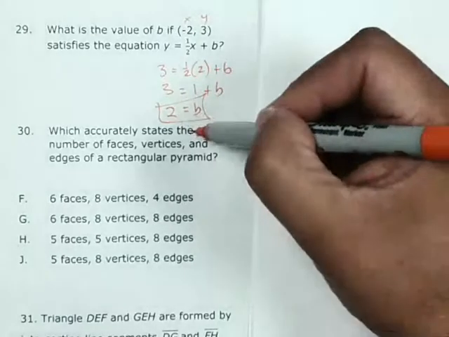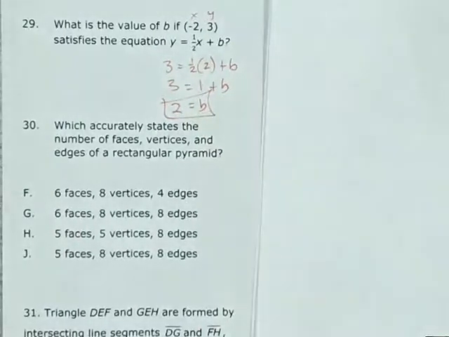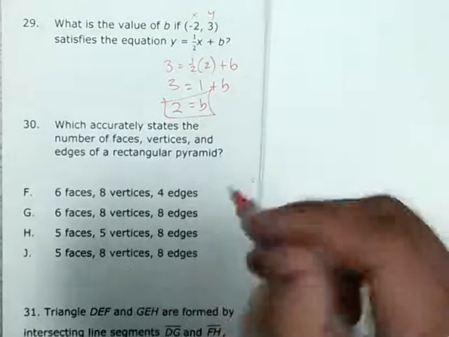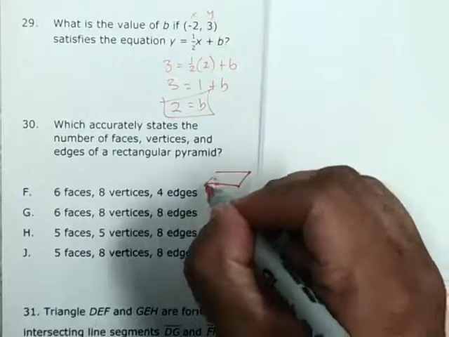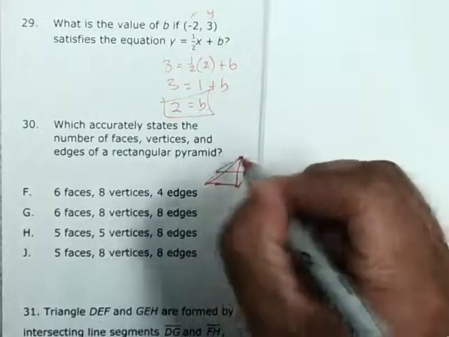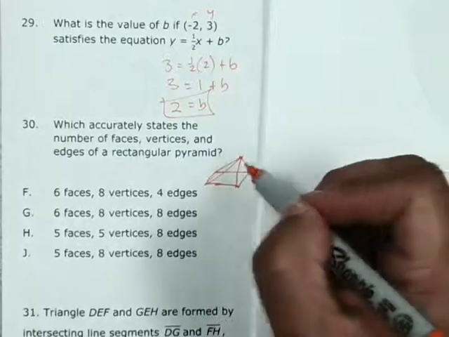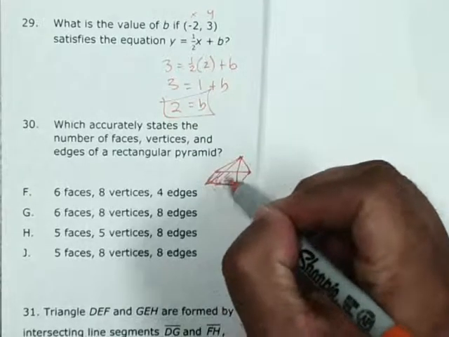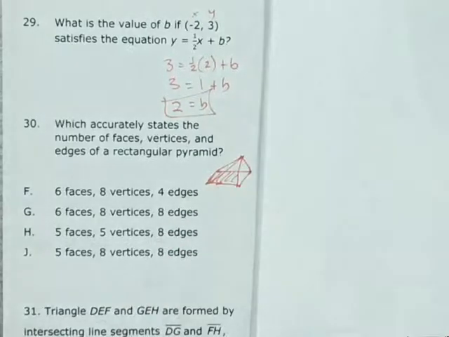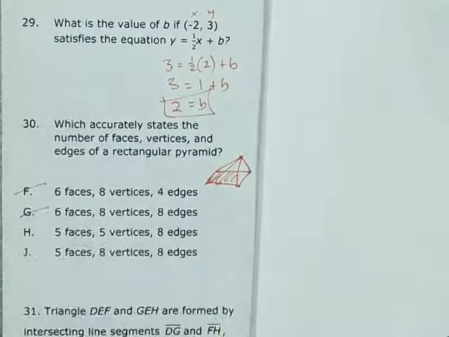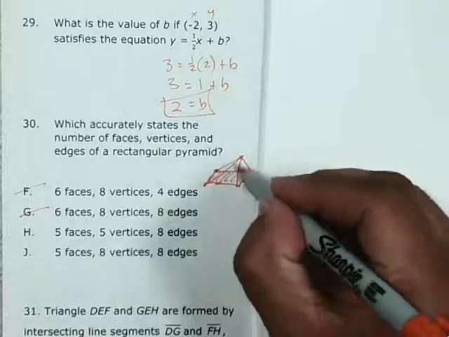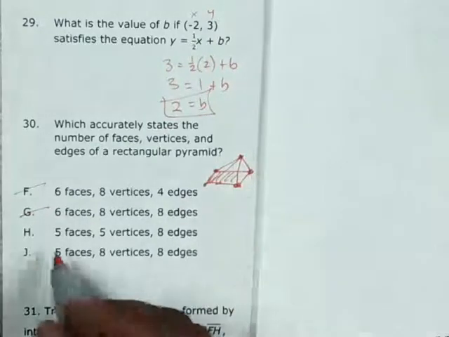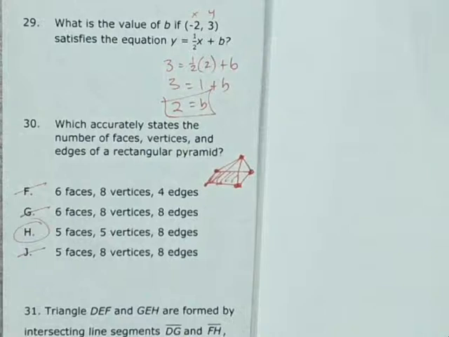Okay, which accurately states the number of faces, vertices, and edges of a rectangular pyramid. On this one, you can use Euler's formula, or you can draw a rectangular pyramid to help you visualize what's happening. So you got a rectangle, and then you have that going around. You have the base, and then you got 4 sides. So that's going to give you 5 faces. So you can eliminate F and G. Vertices, you're going to have 1, 2, 3, 4, 5. So that means you can get rid of J. H is the right answer.